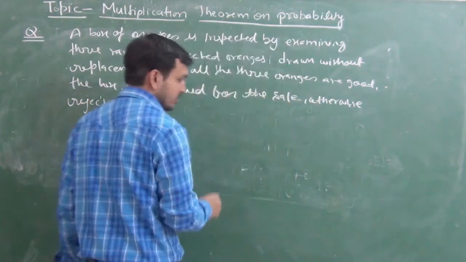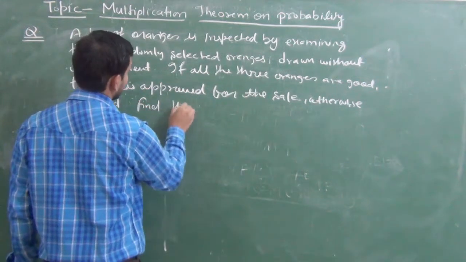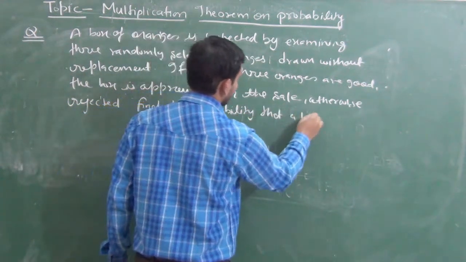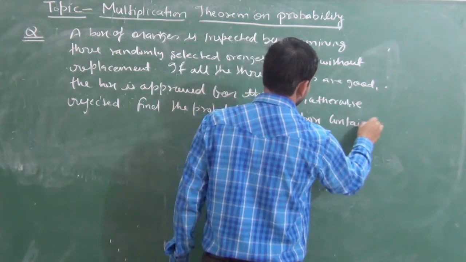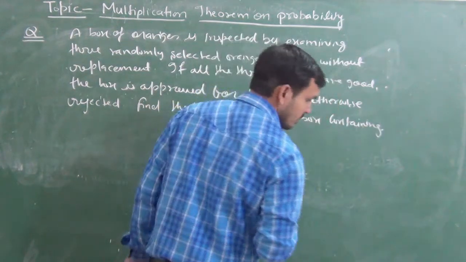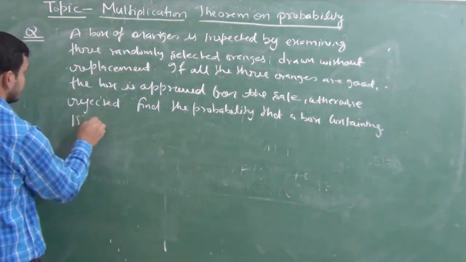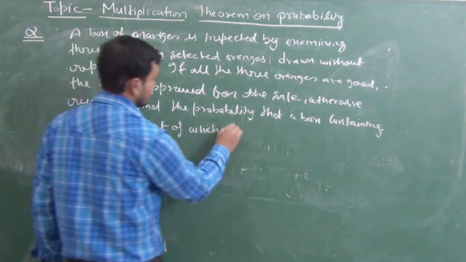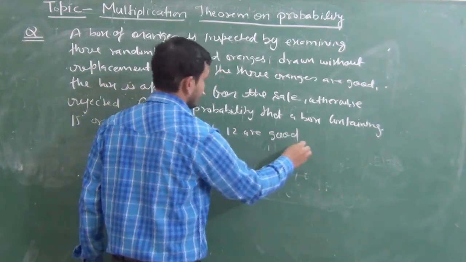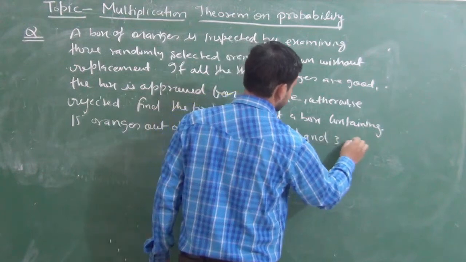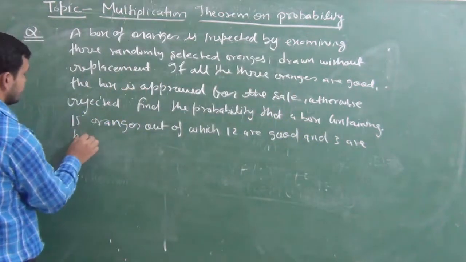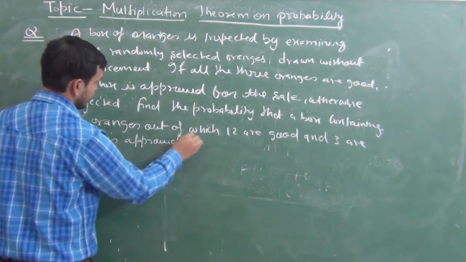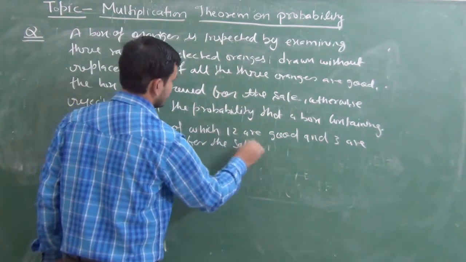Find the probability that a box containing 15 oranges out of which 12 are good and 3 are bad, is approved for the sale. So this is our question.